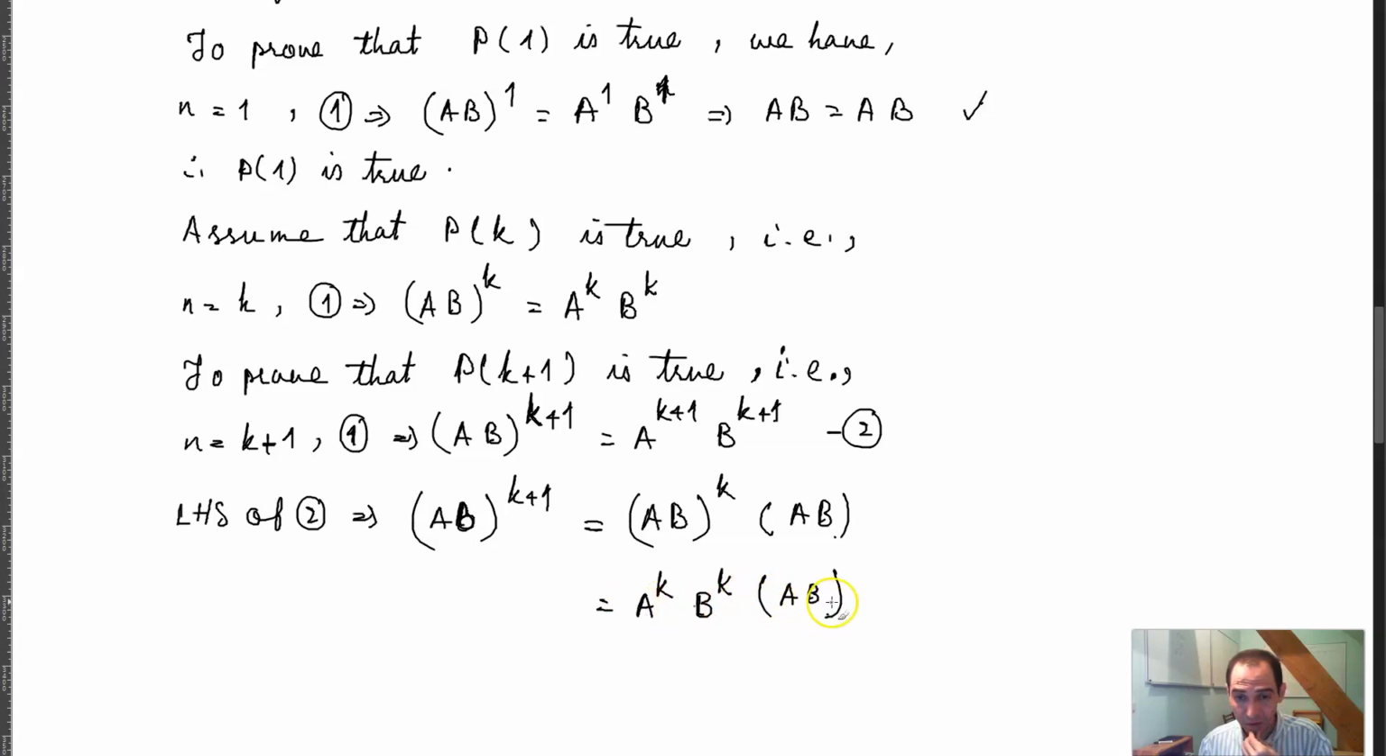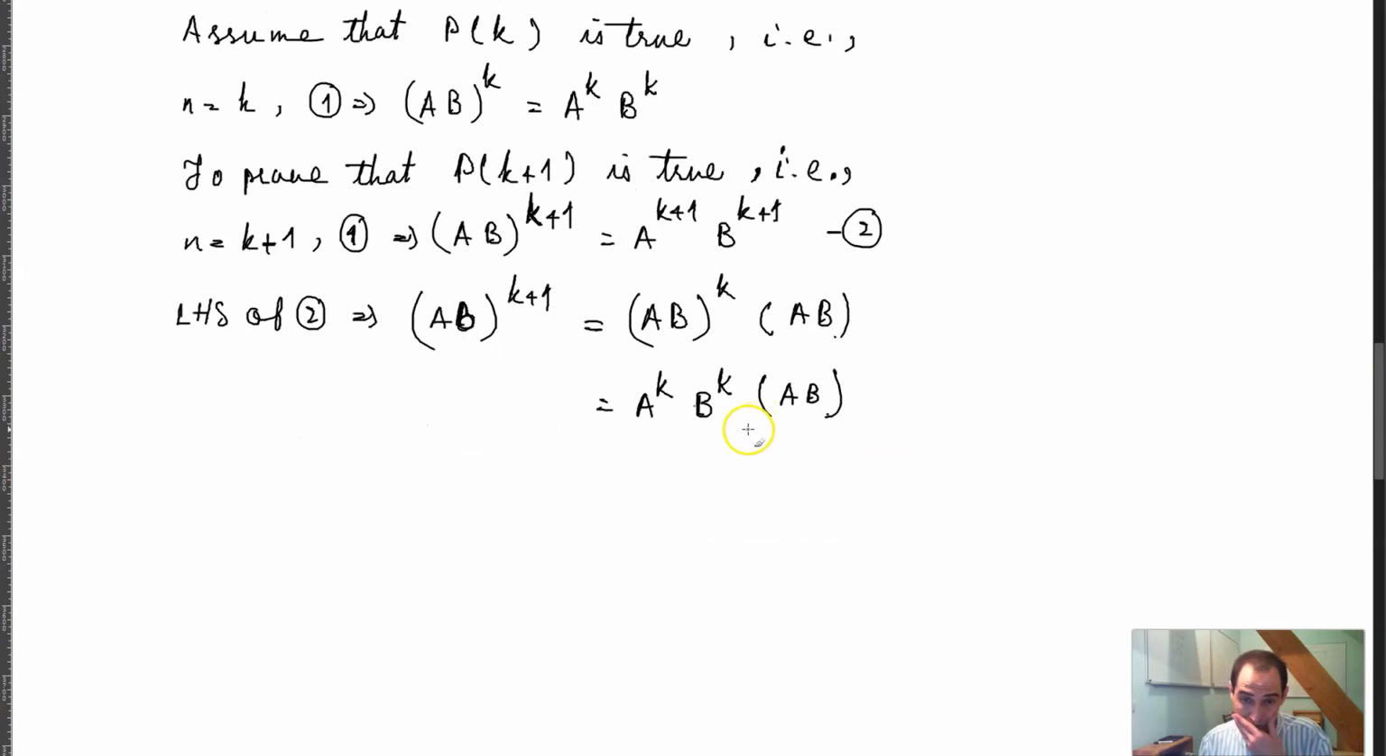Now, when you want to multiply these matrices together, you know that matrix multiplication is not commutative. So I cannot write, for example, A raised to the power k times B raised to the power k, and instead of AB, I cannot write BA. It is associative, but it's not commutative.